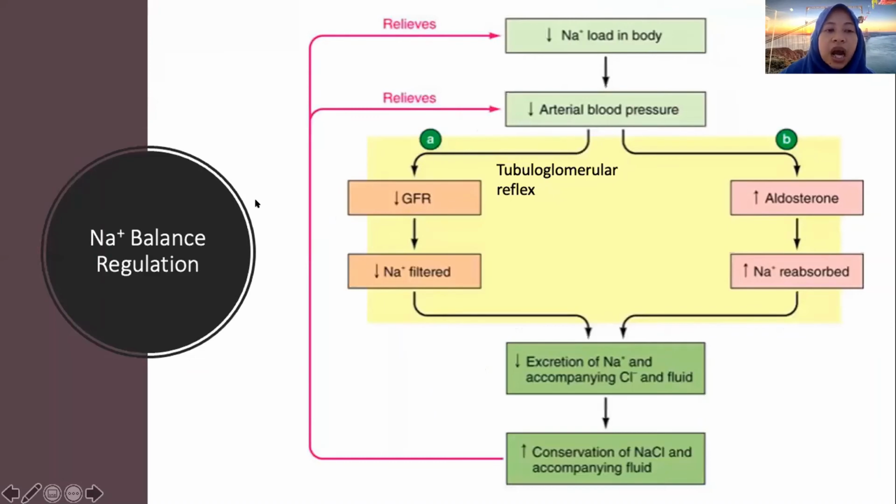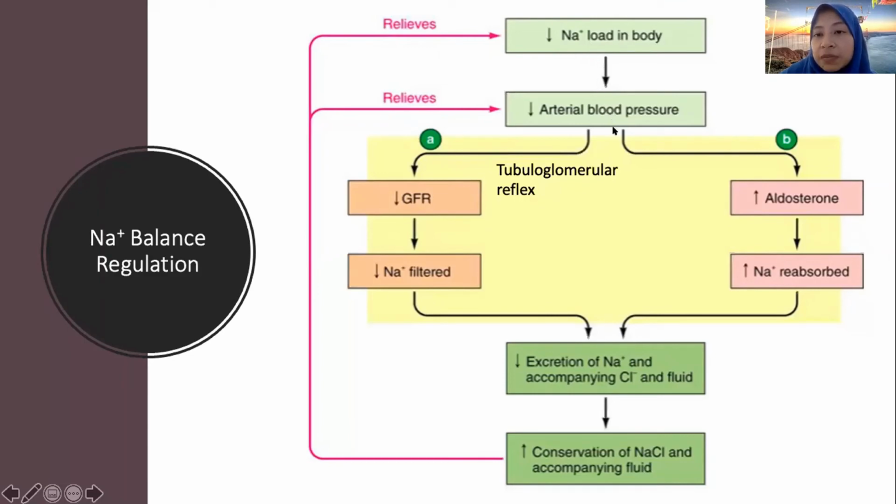How about the sodium balance? When we talk about the sodium concentration or osmoregulation, we talk about ADH. But when we talk about sodium balance, the hormone is usually aldosterone. So let's look at what happens if your sodium load is low in the body.